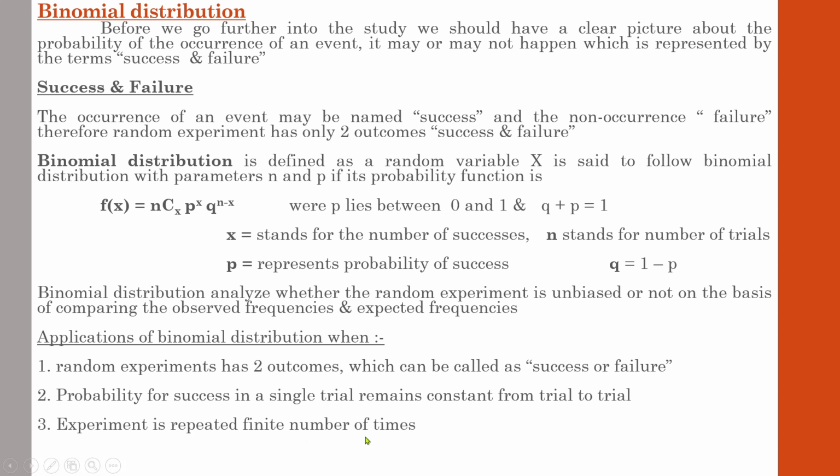The experiment is repeated a finite number of times. As I mentioned earlier, a coin was tossed 1000 times or 100 times, likewise 10 times. That is known as a finite number of times. And finally, the trials are independent.